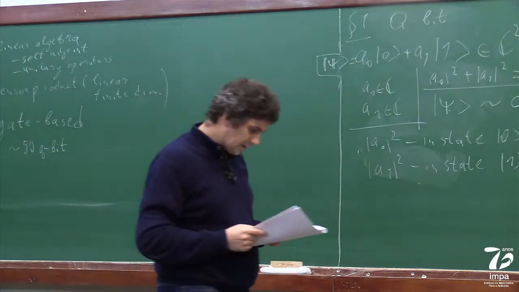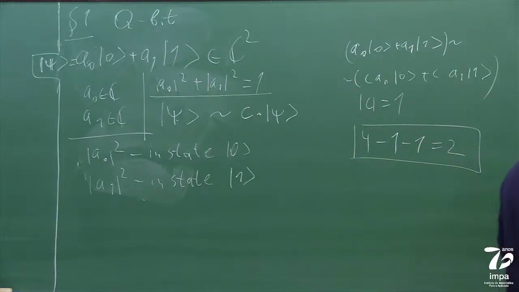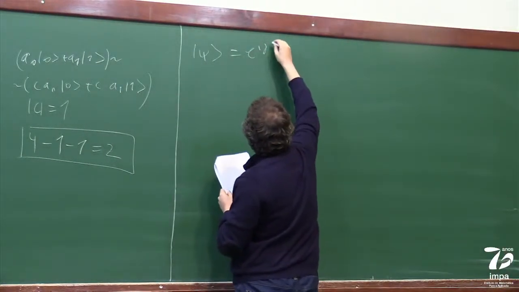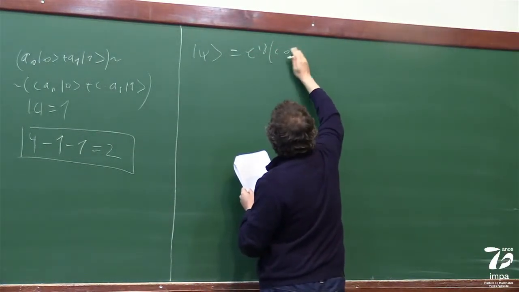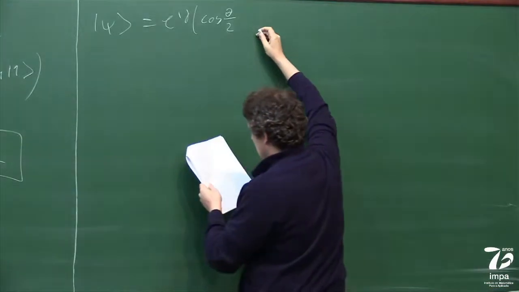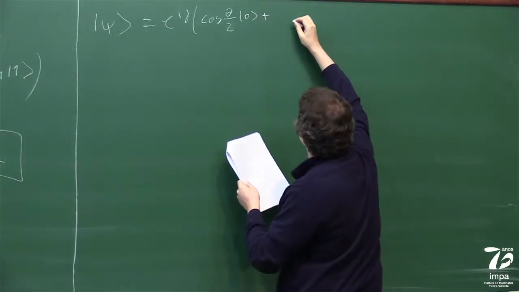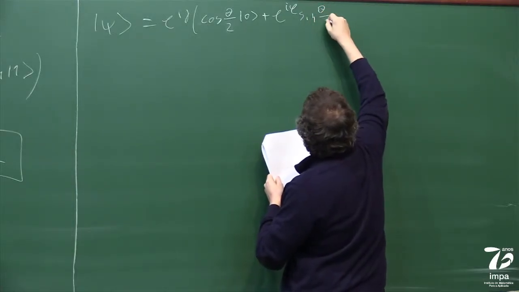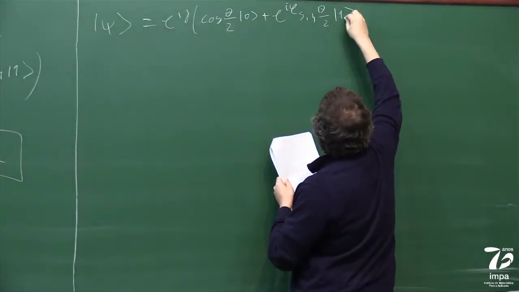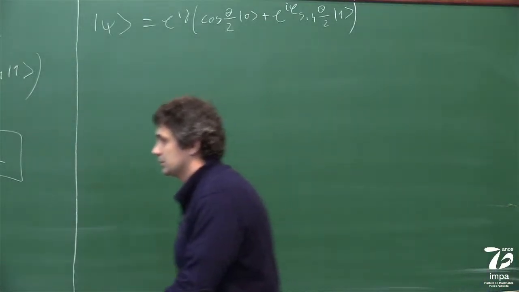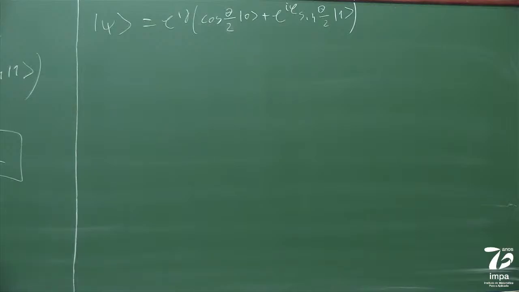Okay, what are those two real numbers? Those two real numbers are the following. You can represent everything in the following form: cosine of theta over 2 times |0> plus e to the power i phi times sine of theta over 2 times |1>. Can I write a bit bigger? Okay, I can try.